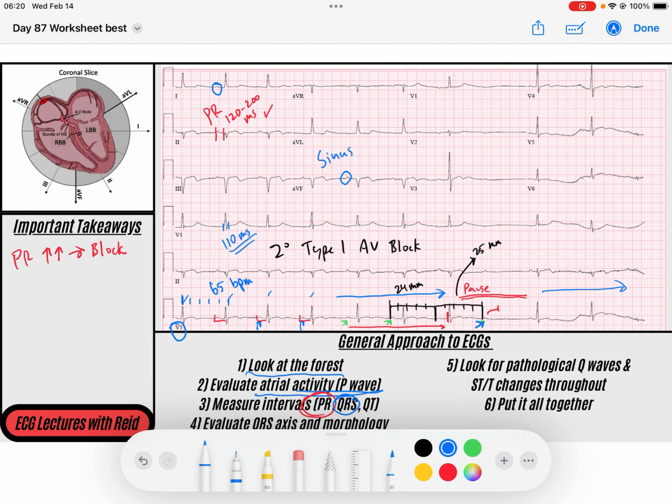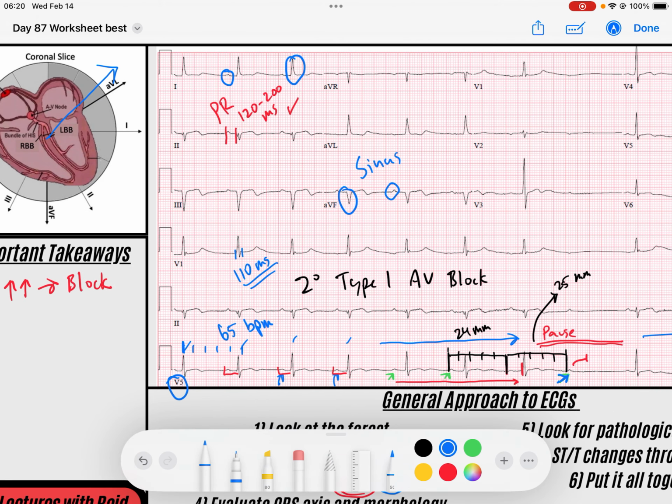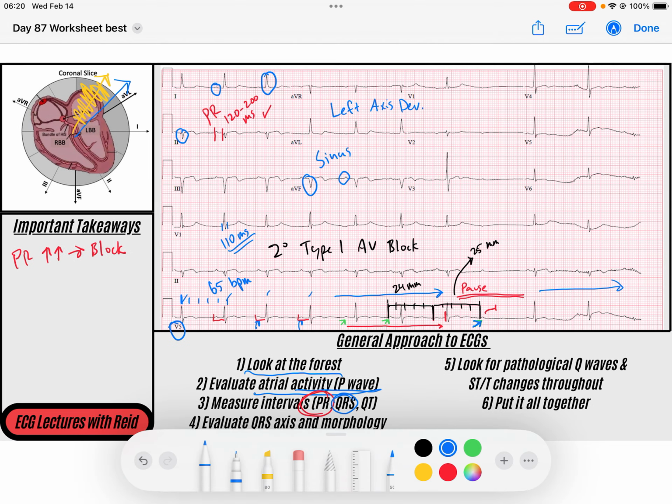My QRS complexes are upright in lead 1, but they are downgoing in AVF. So it tells me that they're going away from AVF but towards lead 1, so somewhere kind of up and to the left. And you can see that my lead 2 is also negative, so I know I've got to be going away from lead 2, so really it's somewhere in this region. So we got left axis deviation. What are some causes of left axis deviation?